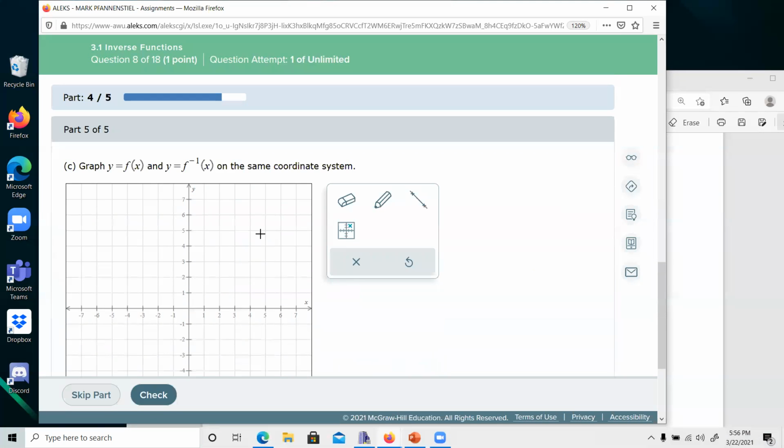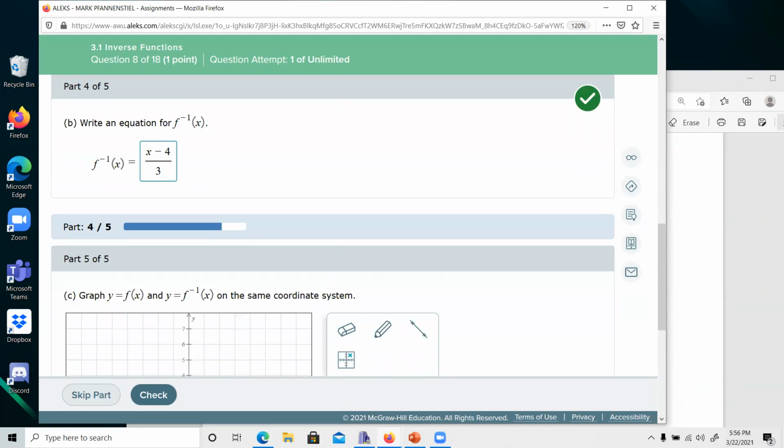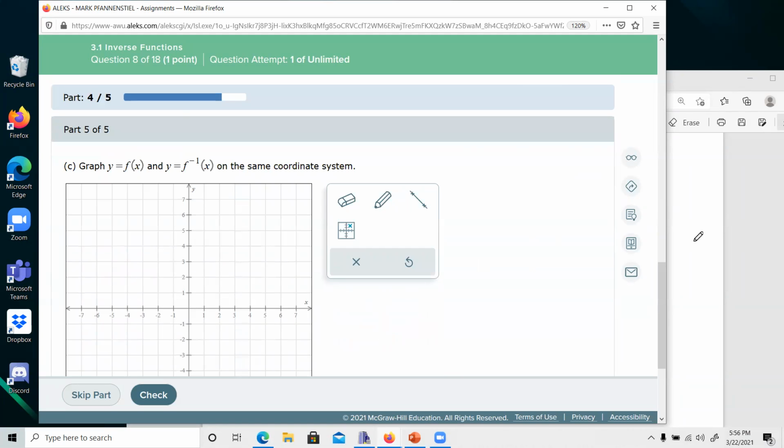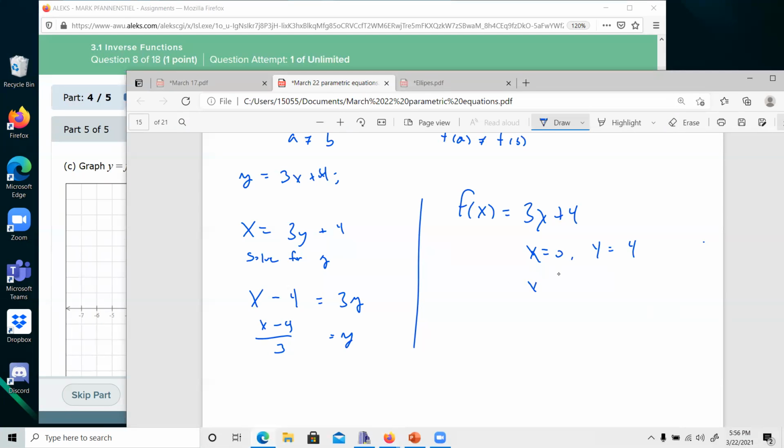All right. And now we get to graph them. Okay, so let's see here. We have 3x plus 4, this is our original function. Let's pick when x equals 0, y is equal to 4. And I'm looking at this graph here. Let's pick what if x is equal to -2. So we have 3 times -2 plus 4. We get -6 plus 4 is equal to -2. So we need x is 0, y is 4.